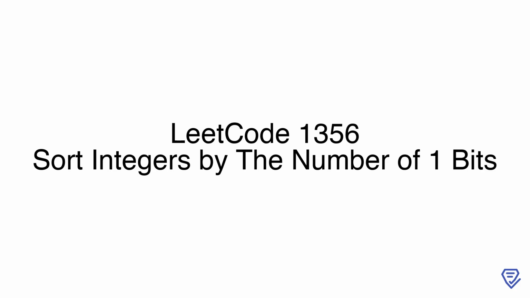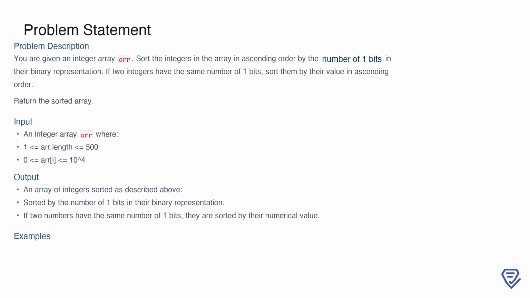Let's get started. In this problem, we're tasked with sorting an integer array, arr, based on the number of 1 bits in each integer's binary representation. The sorting should be done in ascending order. If two integers have the same number of 1 bits, we resolve the tie by sorting them according to their numerical value in ascending order. For example, if two numbers both have 2 bits set to 1, the smaller numerical value will come first.